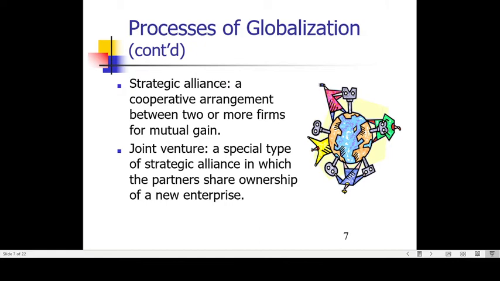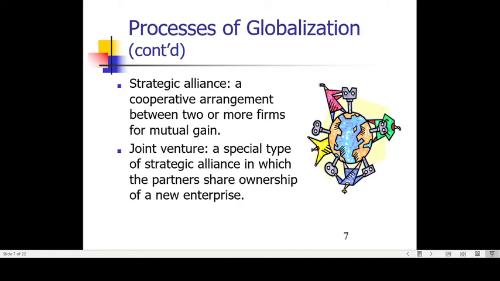Next, we have the joint venture. Joint venture is a special type of strategic alliance in which the partner share ownership of new enterprise. So, what is this? So, for example, no, si SGV is a company or accounting company wherein hindi na niya kaya na mag-run through his own self. That's why he joint venture with the Ernst & Young company.